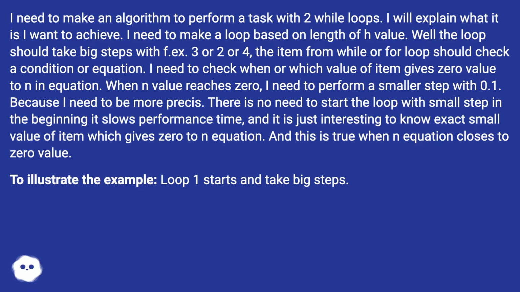When n value reaches 0, I need to perform a smaller step with 0.1. Because I need to be more precise. There is no need to start the loop with small step in the beginning, it slows performance time, and it is just interesting to know exact small value of item which gives 0 to n equation. And this is true when n equation closes to 0 value.